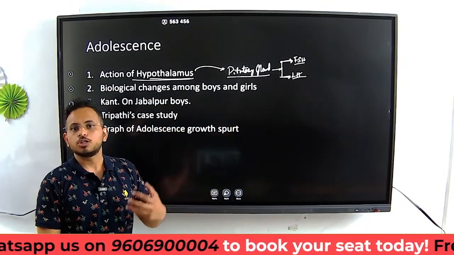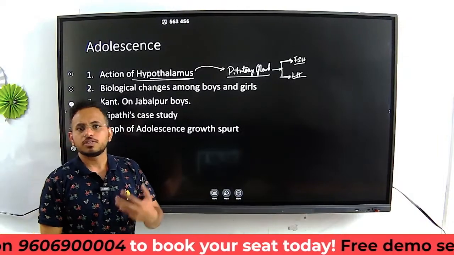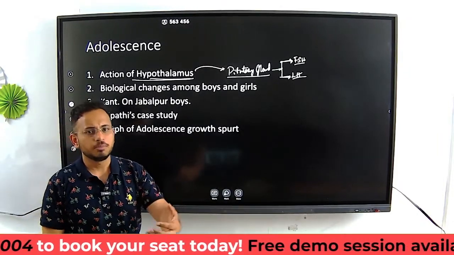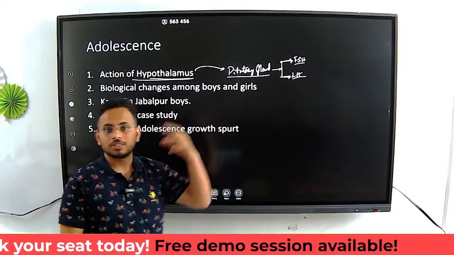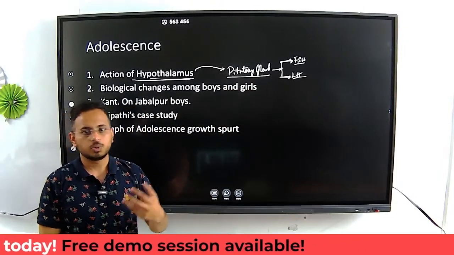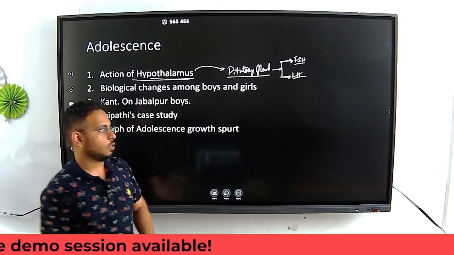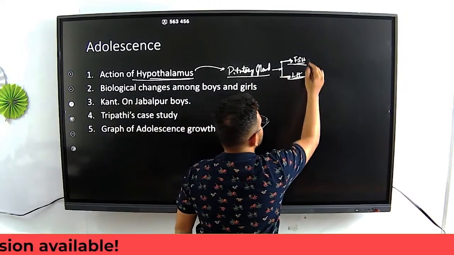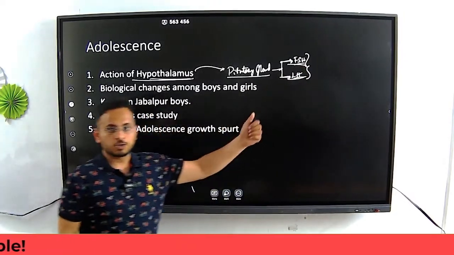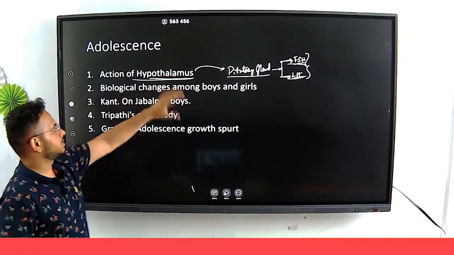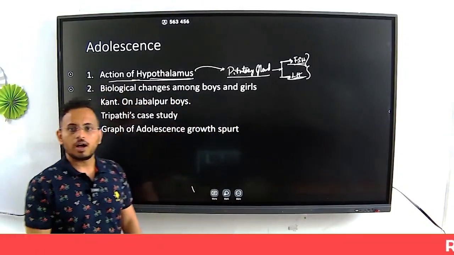Estrogen, which is very much instrumental for the development of the secondary sexual characteristics in women, and testosterone, which is very crucial for the development of the secondary sexual characteristics in males. So this is FSH, LH, and also estrogen, testosterone. All these come under the action of the hypothalamus.